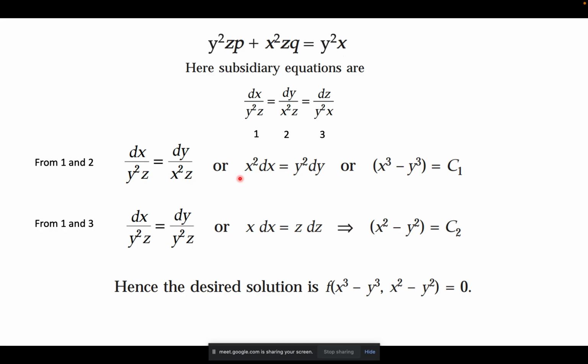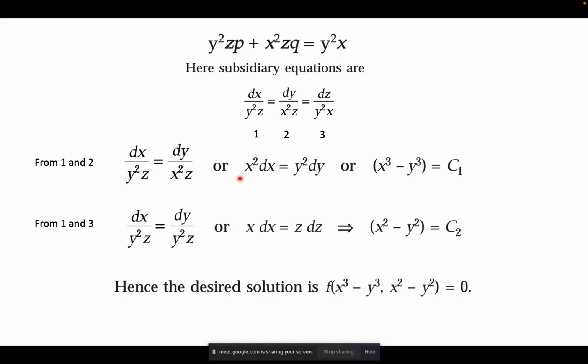So what you will get if you club 1 and 3, you will cancel the y square on both sides, right? So you will get x dx is equal to z dz, and you will get x square minus z square is equal to c2. So thank you for this. So hence the desired solution will be f of u, v, where u is x cube minus y cube, and v is x square minus z square, is equal to 0. So thanks for noting the mistake.